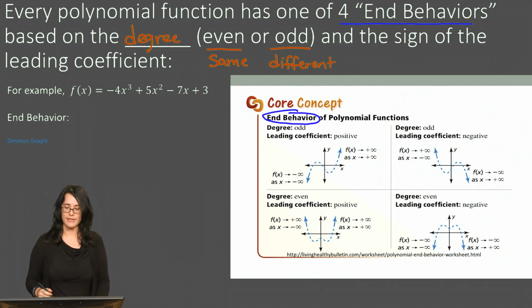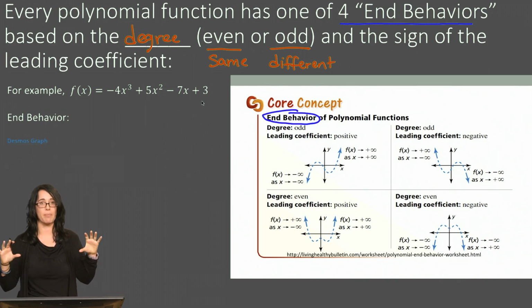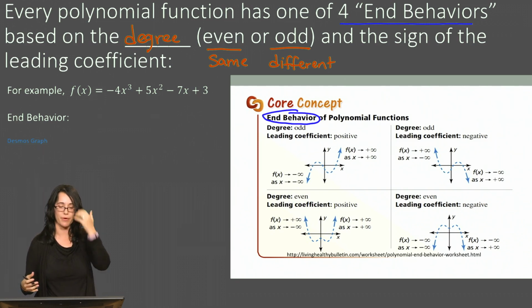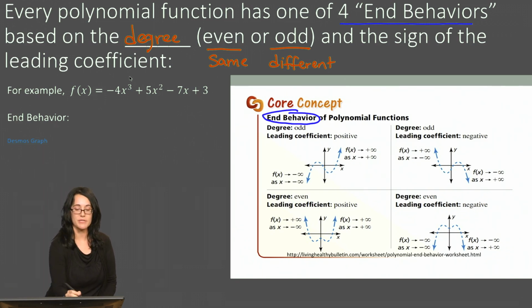So let's take a look at an example of this. We're given f of x equals negative 4x to the 3rd power plus 5x to the 2nd power minus 7x plus 3. In this expanded polynomial function, we can see the degree by simply looking at the highest power. The degree here happens to be 3.